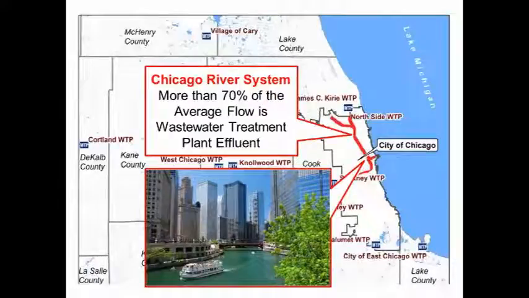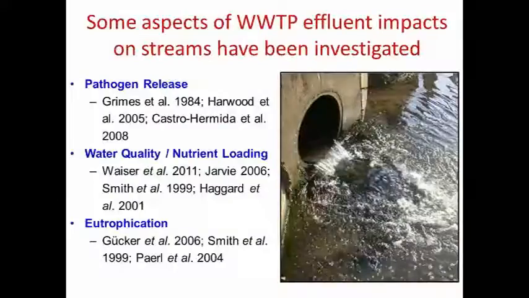And even in the suburbs of Chicago, a lot of those streams are 60, 70, 80% effluent in terms of the flow. So there's the potential there for huge impacts. And so people have studied a lot of the impacts of effluent on things like, of course, pathogen release. Right? Everyone wants to know if there's pathogens getting out into the water. That's been studied quite a bit. Nutrient loading, water quality issues have been studied a lot. And of course, eutrophication, right? Increases in nutrients leading to potentially hypoxic conditions. All these things have been studied quite a bit.